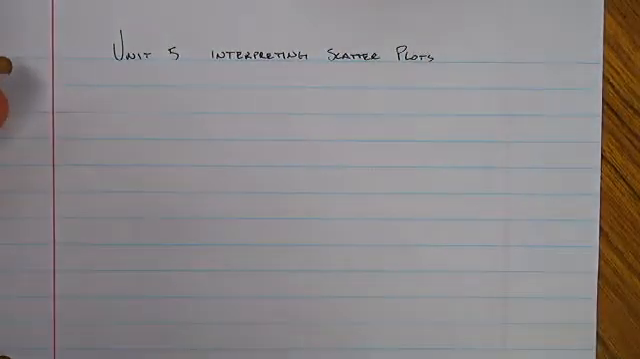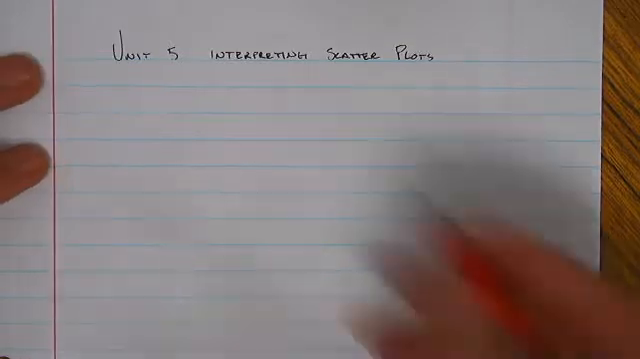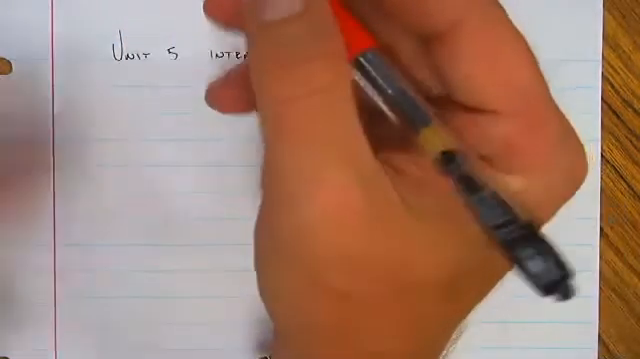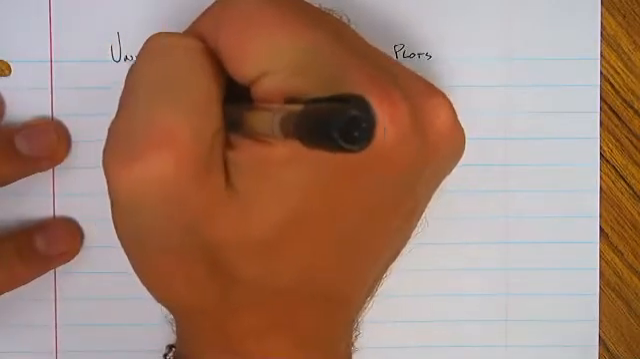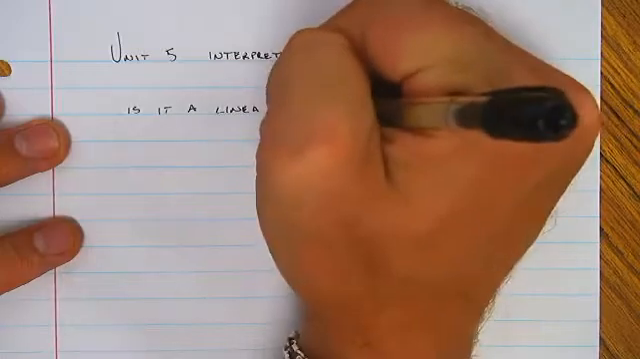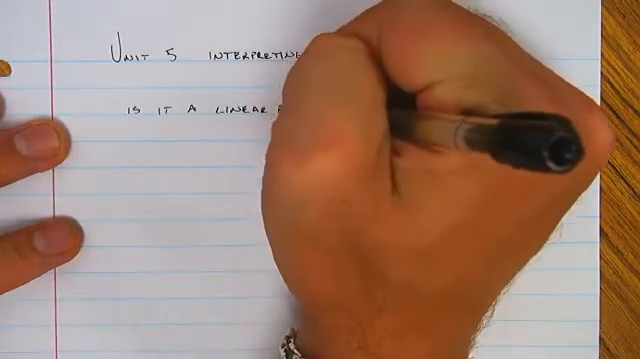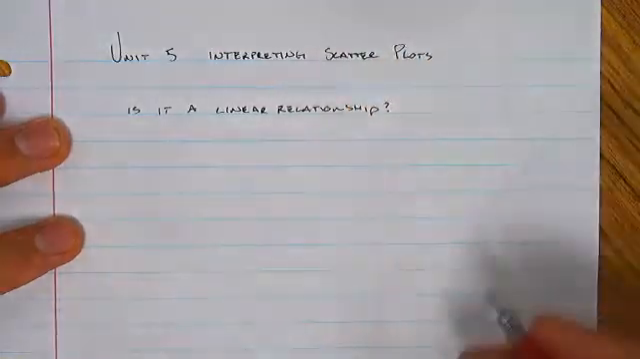All right. And so before we can actually look at examples of scatter plots, we need to talk about some terms that we would be using to interpret it. So the first thing we want to look at when we describe a scatter plot is, is it a linear relationship?